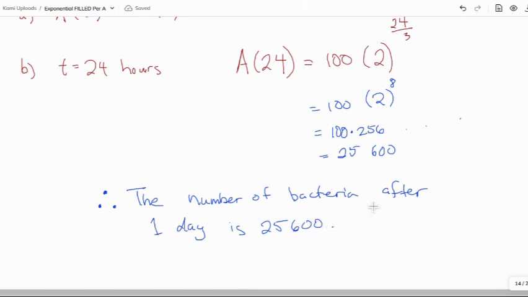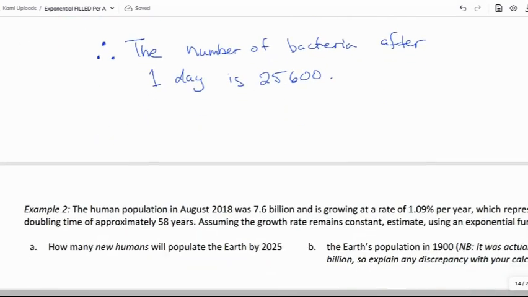Here's another question, folks. In that one day, how many new bacteria were there? Okay, talk to the people you're sitting next to. How many new bacteria in that one day? Is it 25,600? No, it's 25,000. Okay, good. We're understanding what we're doing here.